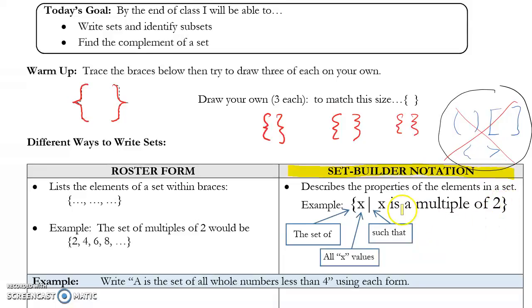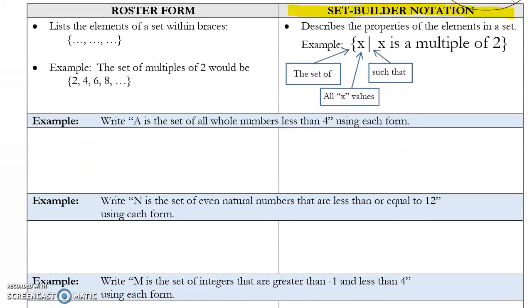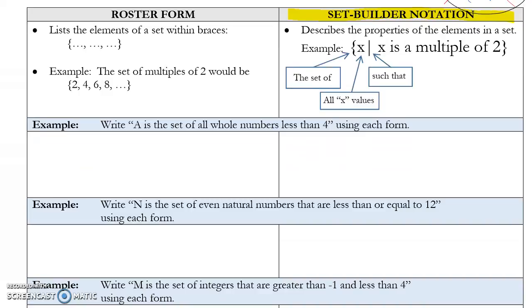Set builder notation. I don't have to list every single one of these sets, or every single element in the set. So let's get a little bit of practice with that. So I'm going to write A is the set of all whole numbers less than 4 using each form. So first I'll write it in roster form. This is just listing. So I'm going to put capital A equals. That's naming the set capital A, and it's equal to. I need the brace. Open the brace.